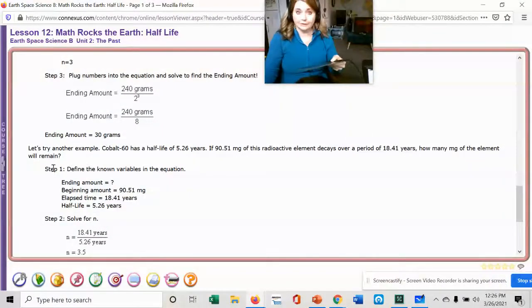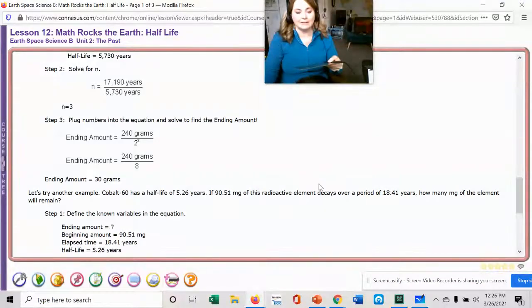So we have a different example that's given. Let's say we have cobalt-60 with a half-life of 5.26 years. So that's our half-life, right? And it says if we have 90.51 milligrams and it decays over a period of 18.41 years, how many milligrams do we have left? Well, now they're not telling us how many half-lives it is. They're just telling us how much time has passed. So this is getting a little bit more difficult, but not really all that difficult.